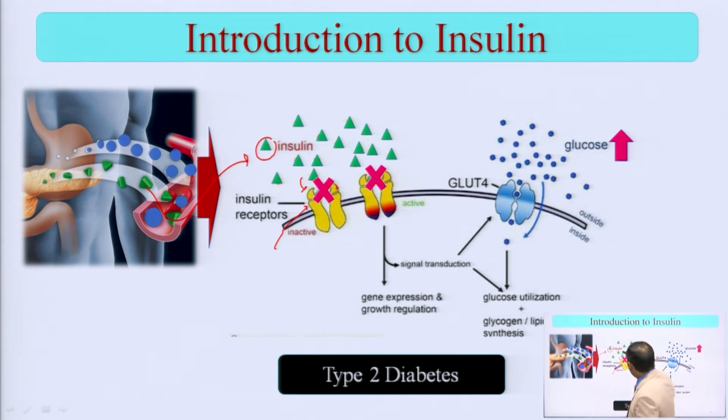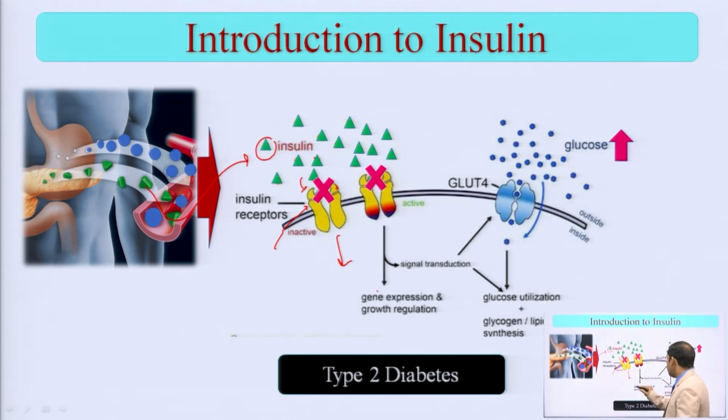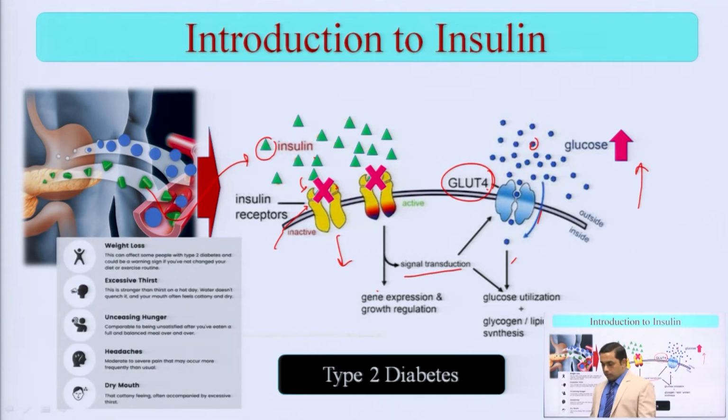So, insulin cannot enter. If insulin cannot bind or enter this entire cell signaling area, no signal will happen. Due to no signal, the receptor GLUT4 will not be able to allow glucose to enter your cell. Ultimately, again the glucose level will rise. What are the symptoms? Again weight loss, excessive thirst, then unceasing hunger, headache, dry mouth, these kinds of things will happen.